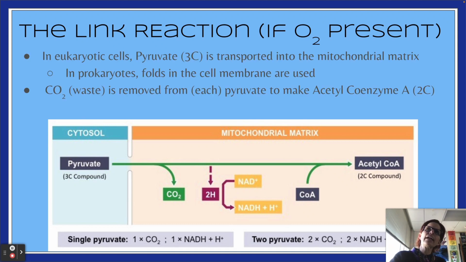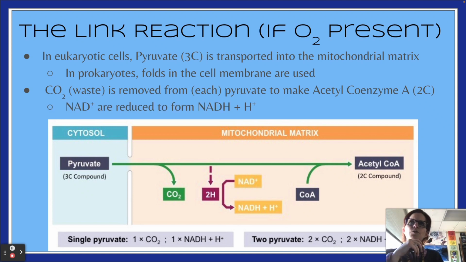Okay, so assuming that oxygen is present, the pyruvate that was cut during glycolysis enters into the mitochondria. One carbon dioxide gets pulled off, and that's part of why we exhale carbon dioxide. We ate glucose, and now we're pulling the carbon dioxide off of the glucose. And then NAD+ is formed. NAD+ grabs onto electrons to form NADH and H+.